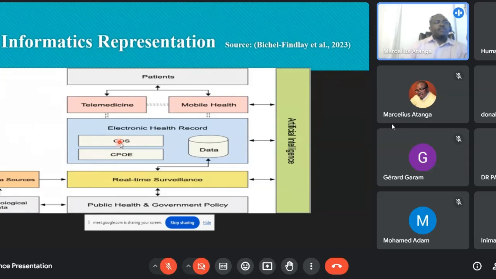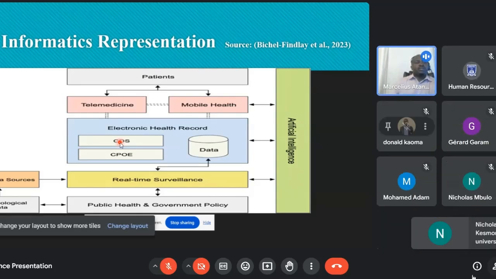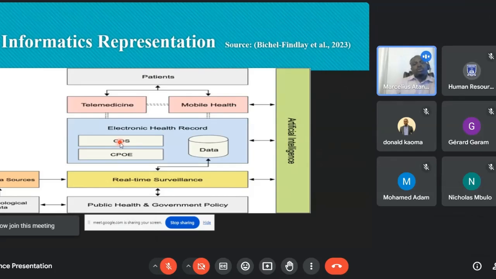And we also have what we call CDS, which is clinical decision support. So doctors need a lot of information to be able to conclude on your health status. And informatics helps support that.